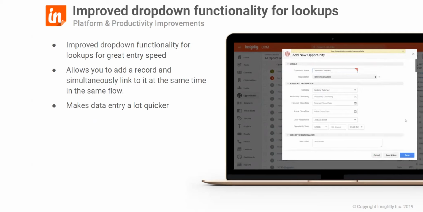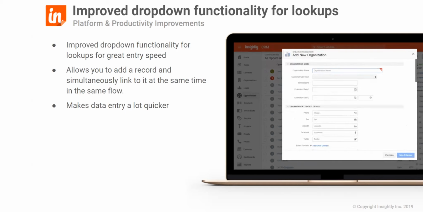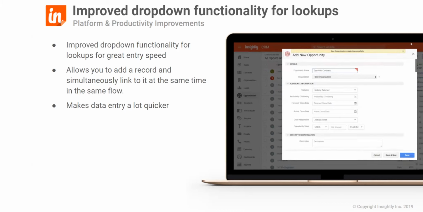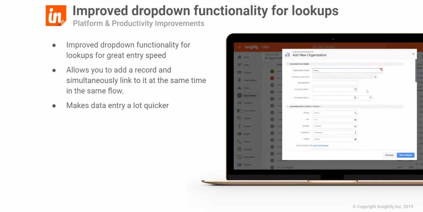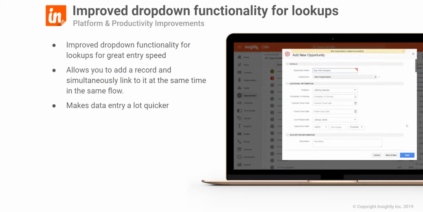With today's improvement, you can add the contact, and at the same time in that contact form, you can choose to add a new organization and go right ahead and add that new organization's details right there and then inline. Insightly will save the organization and save the contact and link the two together in one fluid motion. It makes data entry a lot easier in those scenarios with linked records, and we think our users are going to love it.